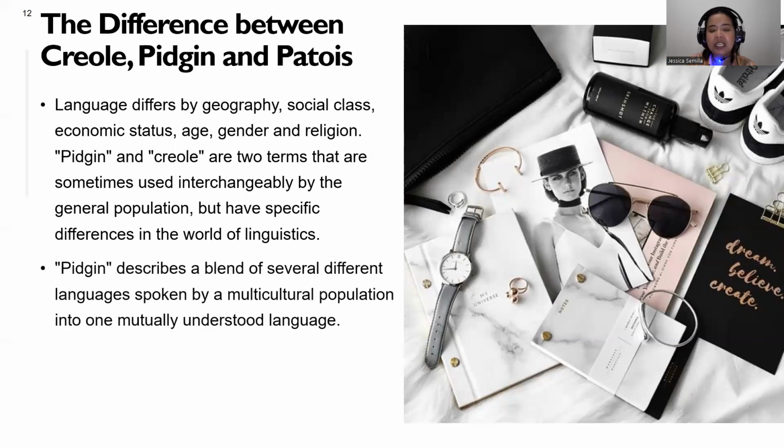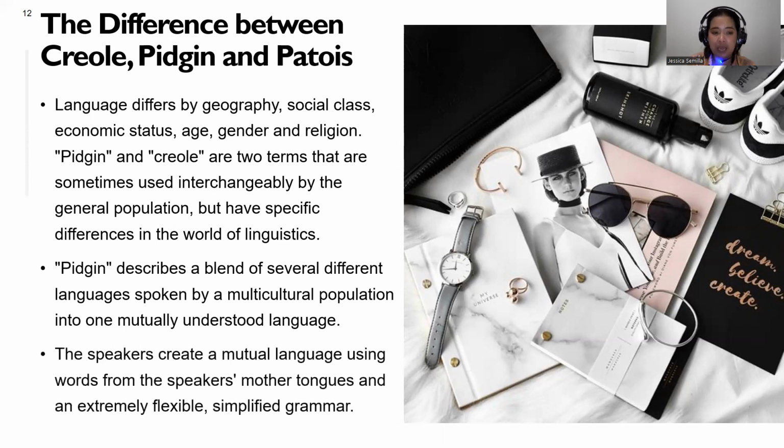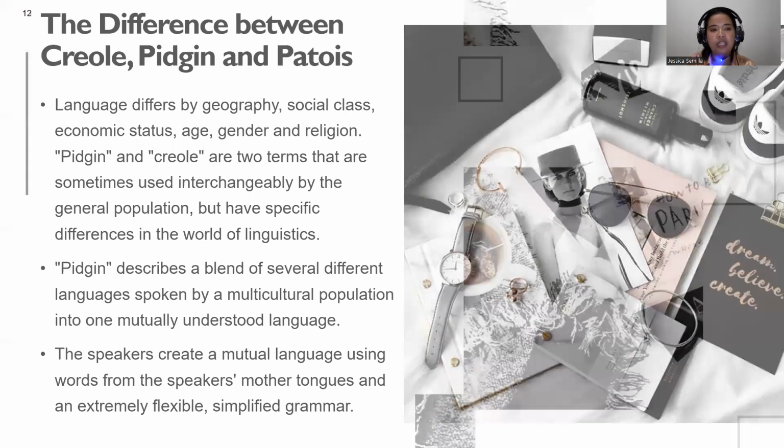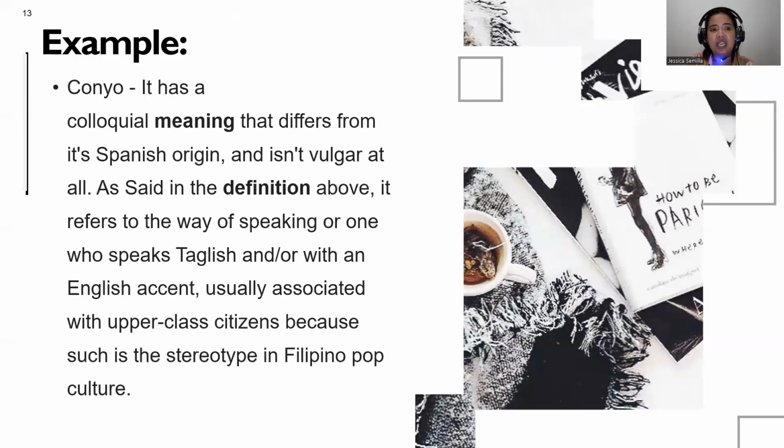So the Pidgin is basically described as a blend of several different languages spoken by a multicultural population into one mutually understood language. An example of it is where the speakers create a mutual language using words from the speakers' mother tongues and an extremely flexible, simplified grammar. An example of a pidgin is Conyo, the language of the Atenista.